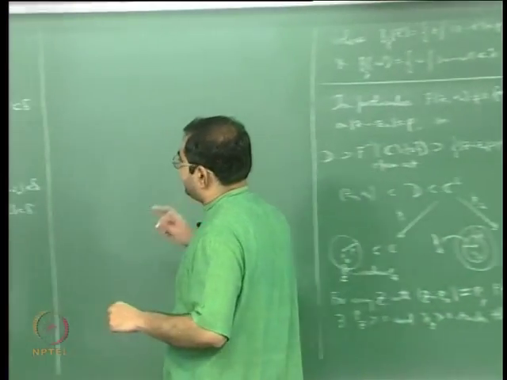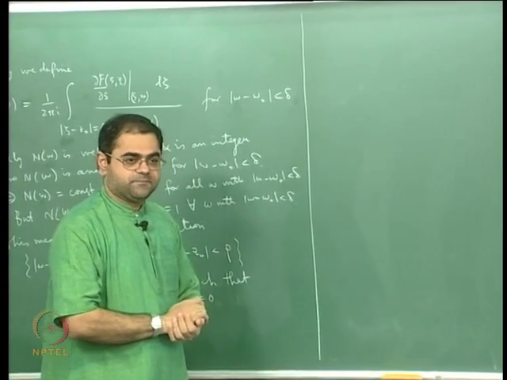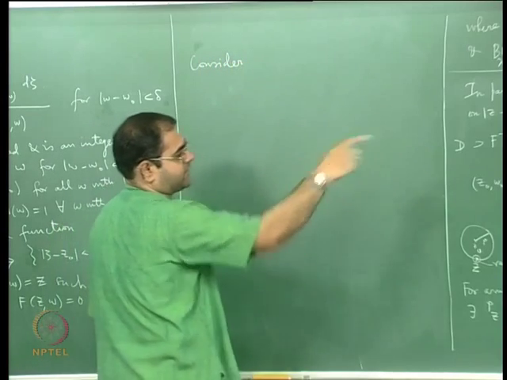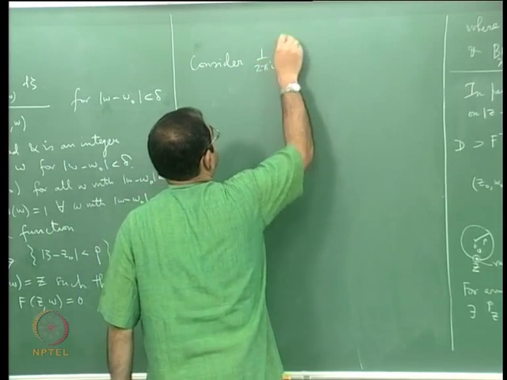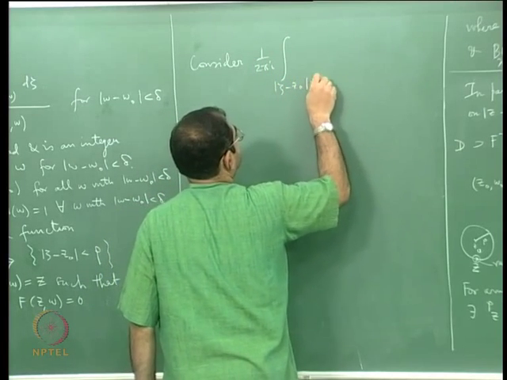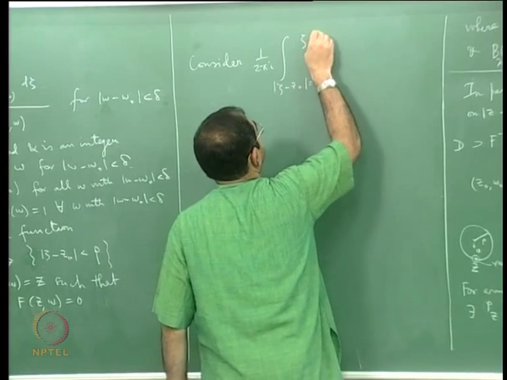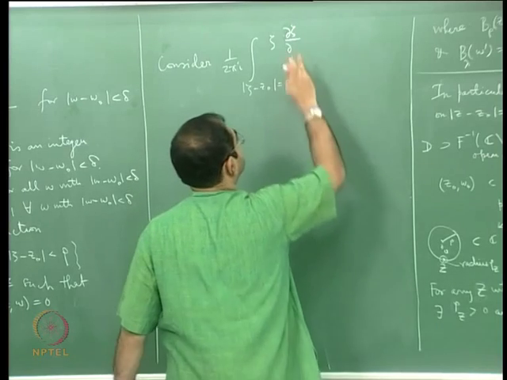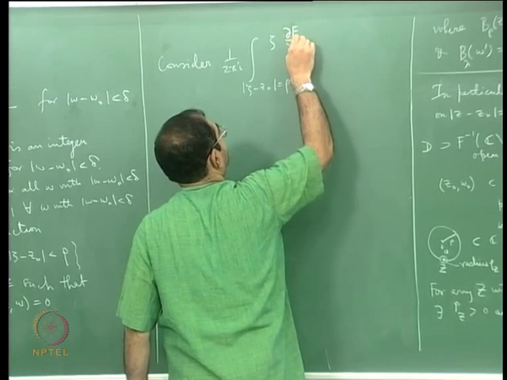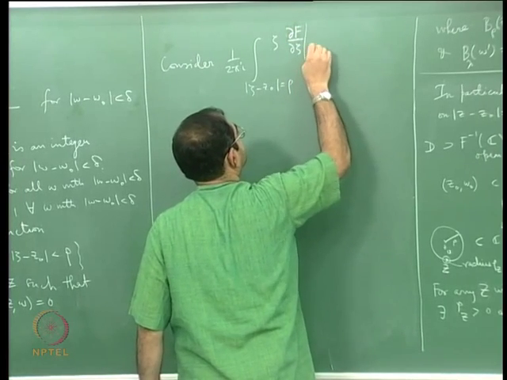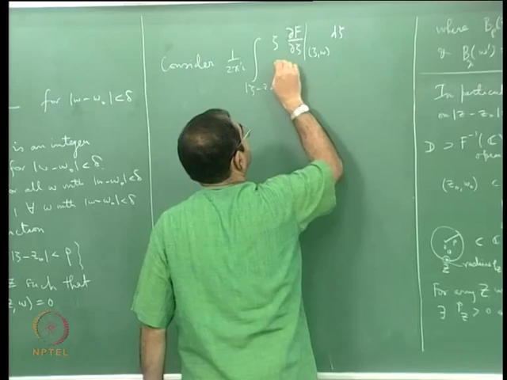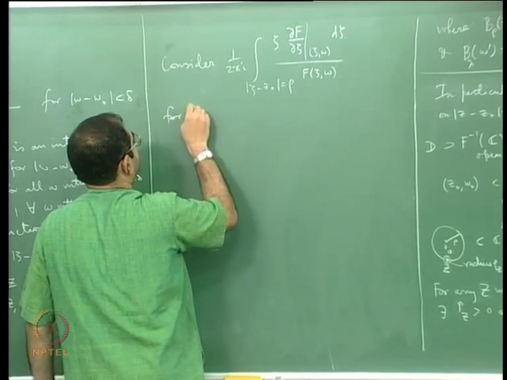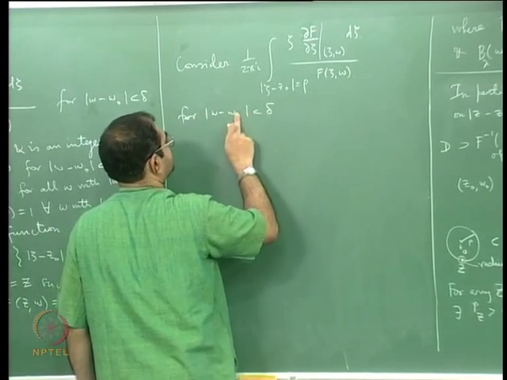So how do I do that? That is again a very simple application of the residue theorem. So let us now consider that integral: 1 by 2 pi i integral over mod zeta minus z naught equal to rho, of dou f by dou zeta at zeta comma w d zeta by f of zeta comma w, for mod w minus w naught less than delta. Consider this.